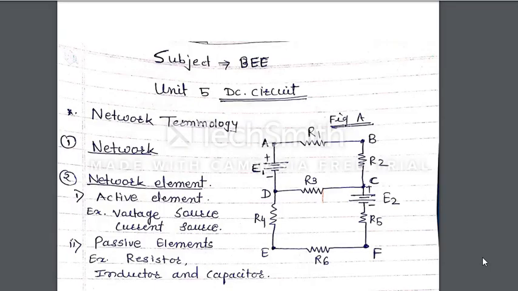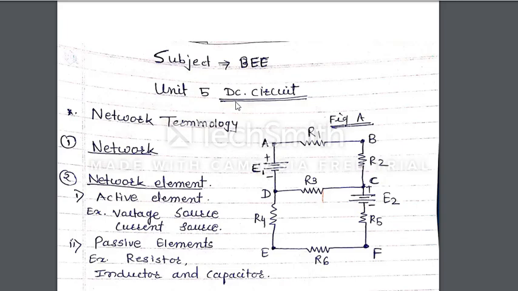Hello student, we start our 5th unit of basic electrical engineering, that is DC circuit. In this unit we are going to discuss different theorems and their use for the simplification of the DC circuit. A DC circuit consists of only resistances and DC sources of energy. We are going to discuss different techniques of analyzing DC circuits.